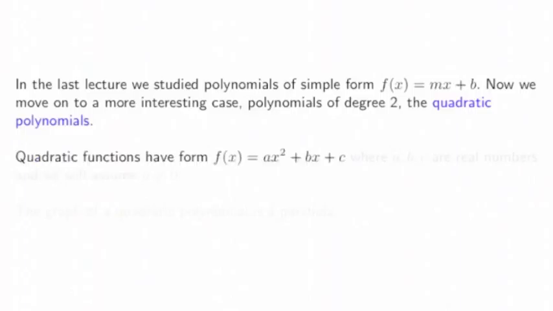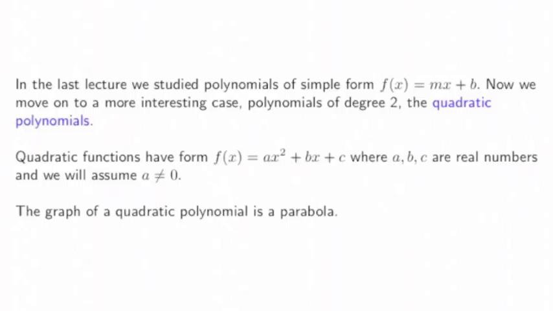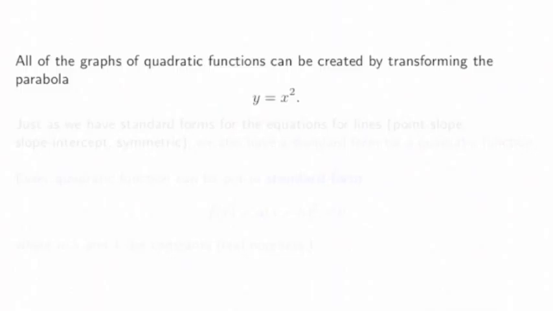Quadratic functions will have the form f of x is a times x squared plus b times x plus c, where a, b, and c are real numbers, and we'll assume in general that a is not 0. The graph of a quadratic polynomial is a parabola. All of the graphs of the quadratic functions can be created by transforming the simple parabola from y equals x squared into the other forms.